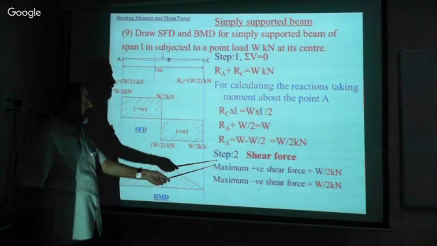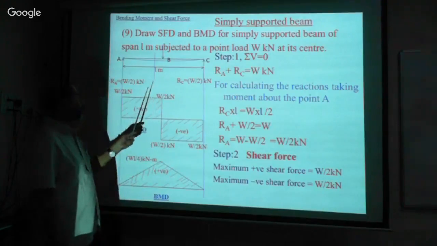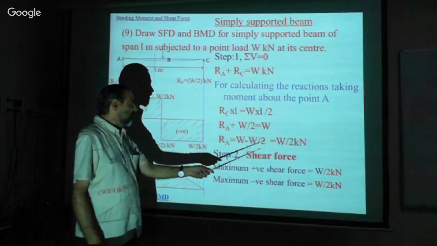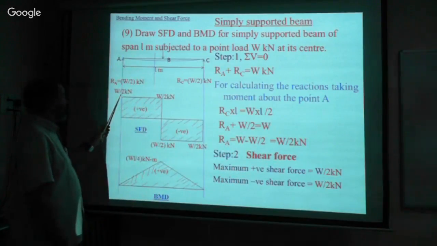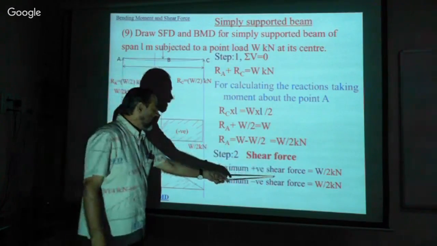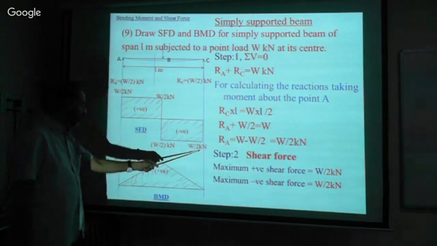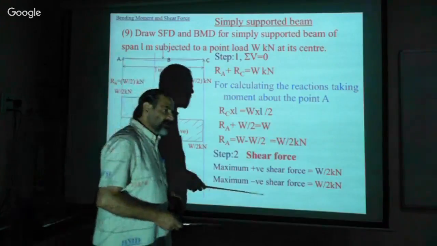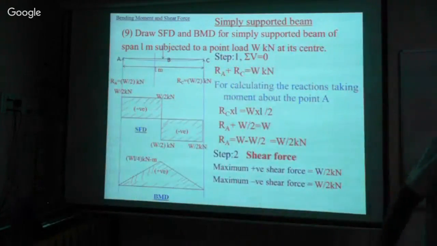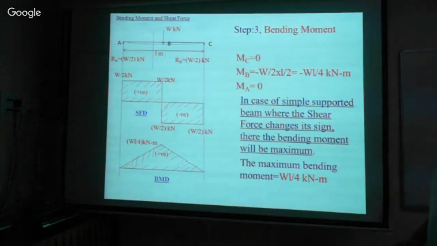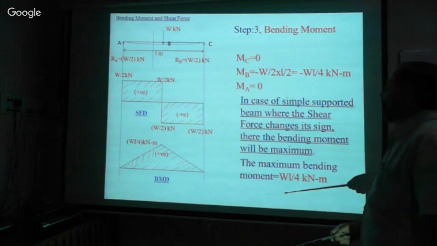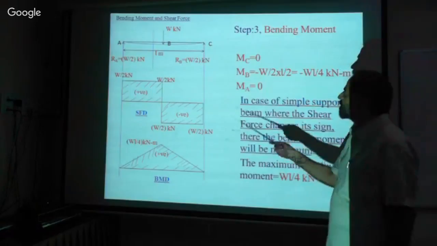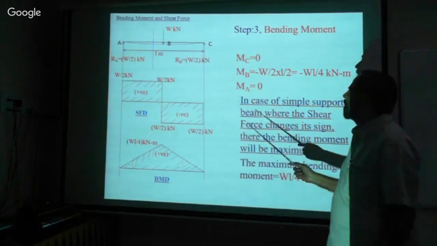Therefore, the maximum positive shear force in the beam is W by 2 kilonewton and the maximum negative shear force is W by 2 kilonewton. This is how we can plot the shear force diagram. Similarly, to plot the bending moment diagram, that is step 3, the third stage in solving this problem.